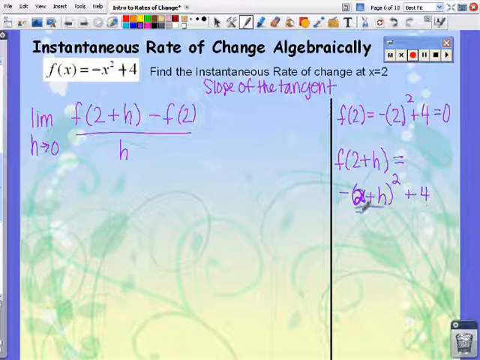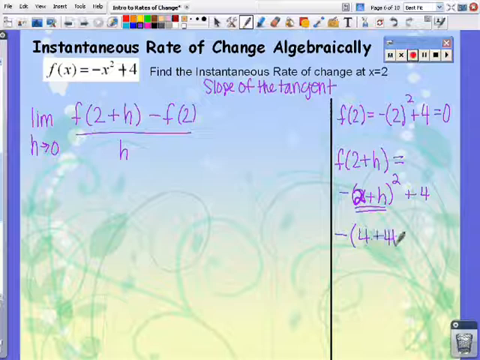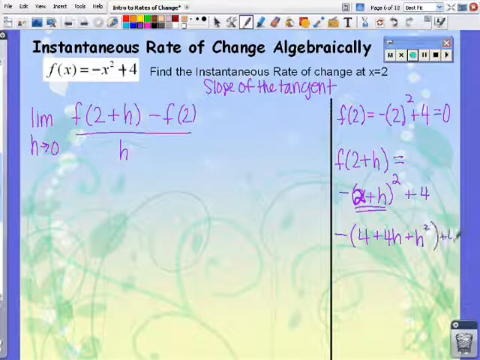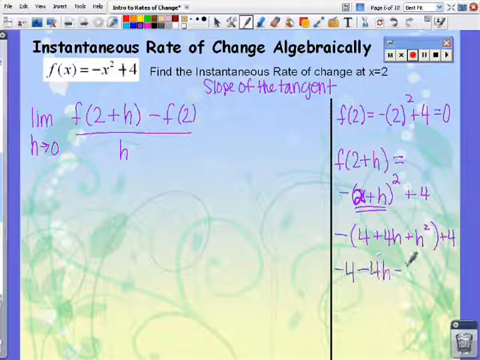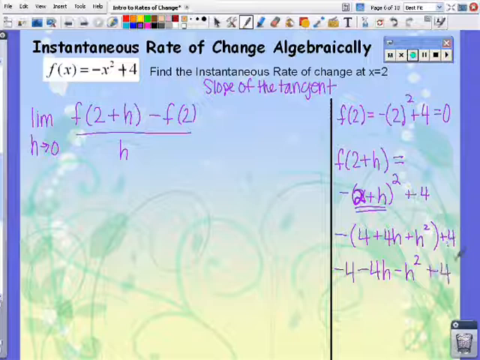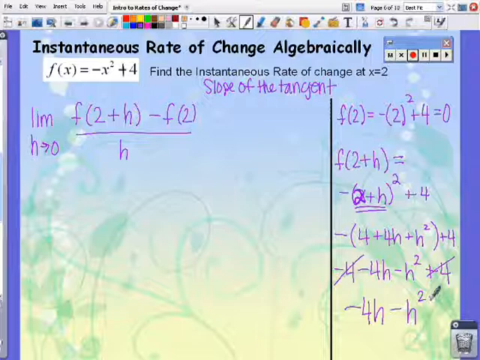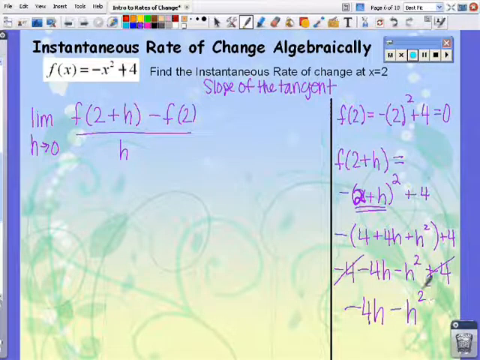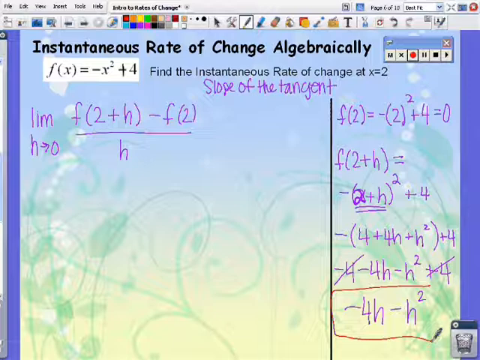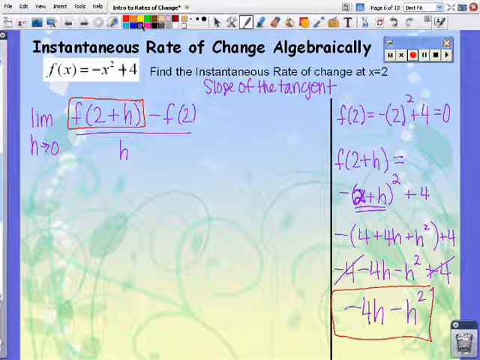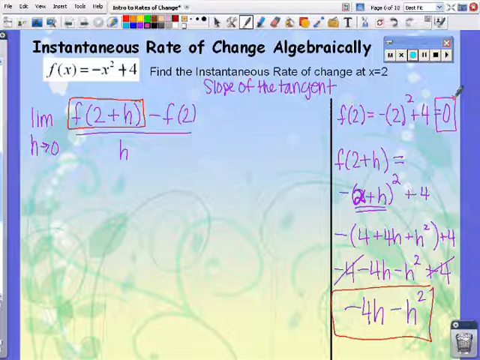You're going to FOIL this, 2 plus h times 2 plus h, and we get 4 plus 4h plus h squared, plus 4. Distribute my negative, negative 4 minus 4h minus h squared, and then don't forget your plus 4 in the back. These will cancel, and you get left with negative 4h minus h squared. So I'm actually going to use this part right here in red, and that's going to be my f of 2 plus h right here. And this value in pink is f of 2, and I'm going to substitute into this value.